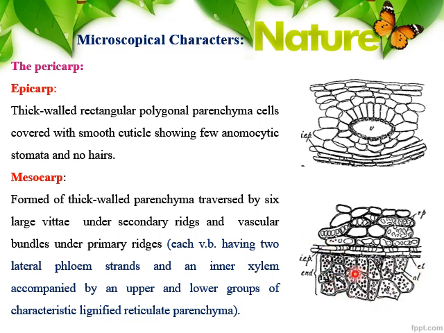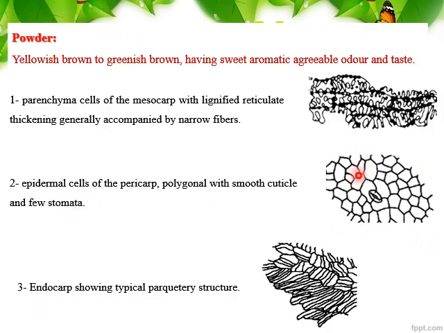Then start the structure of the seed with endosperm filled with aleurone grain and oil droplets. And presence of the epidermal cells of the epicarp, polygonal, with anomocytic stomata, covered with smooth cuticle. Endocarp cells showing typical parquetry structure. The typical parquetry structure, each group of cells have different orientation from the surrounding groups.